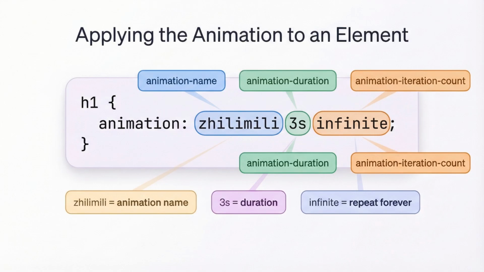Let's be precise about these 3 values. The name connects your animation to its definition. The duration controls the speed. A shorter duration means faster animation. And infinite simply means it never stops. If you wanted it to run only 3 times, you'd write the number 3 instead of infinite.